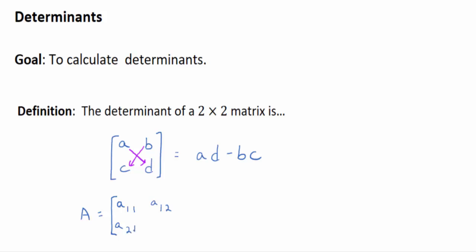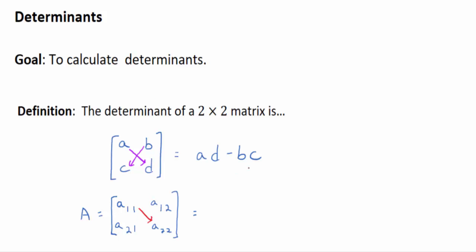A2, 1, because it's the second row, first column. And then what would the last one be? A2, 2. Okay, so keep that in mind. In this notation, then, what would the determinant be?